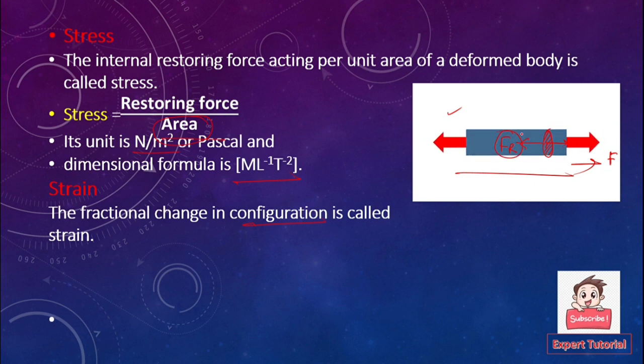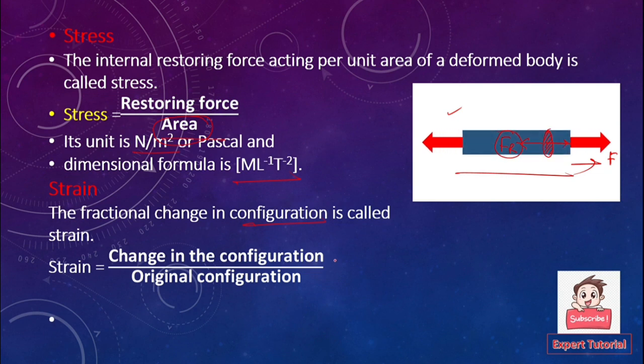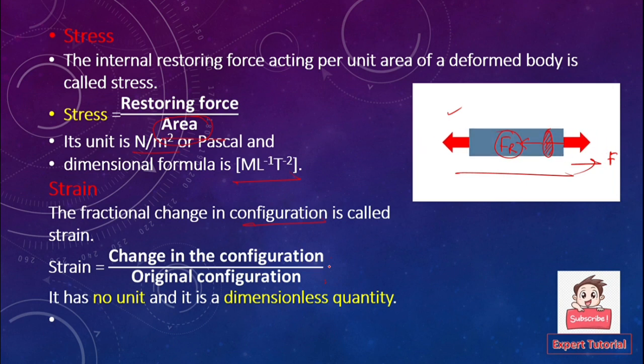Strain is the change in configuration to the original configuration. Since it is the ratio of the same type of quantity, it has no unit, and it is a dimensionless quantity. So it is a very vital property: strain has no unit. If the question arises, tell any name of a dimensionless quantity, the answer is strain, which has no unit.